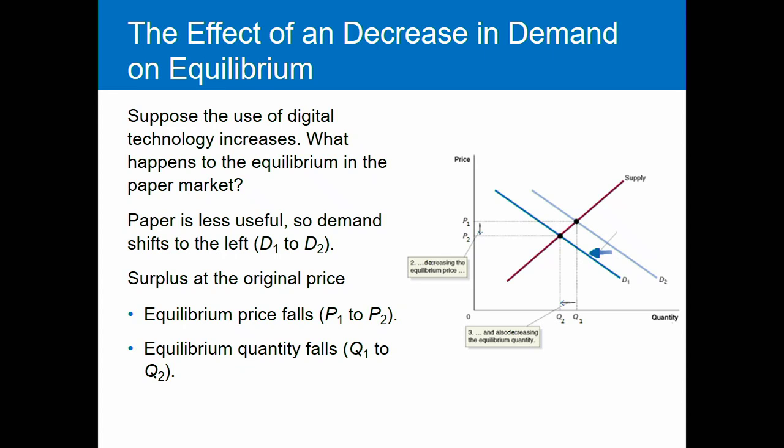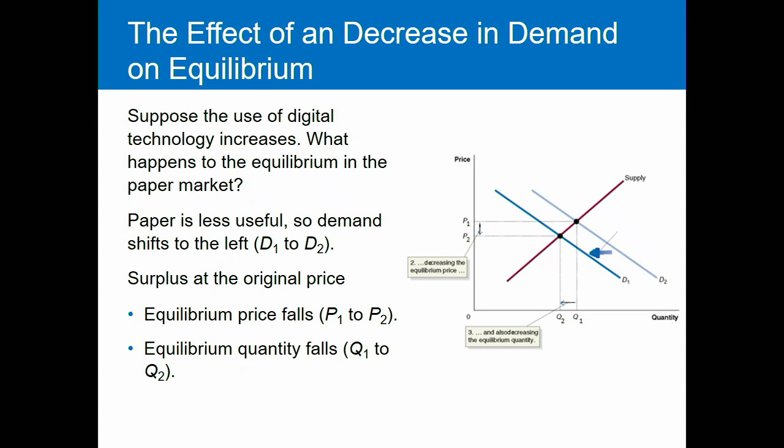Now, suppose the use of digital technology increases. People are using computers more instead of writing each other letters. So they don't need as much paper. But what's going to happen in this case to the equilibrium in the paper market? We're going to see the demand curve decrease. Firms need less paper. So it's going to move from D2 back in to D1. So we're going to see the price fall and the quantity demanded fall.